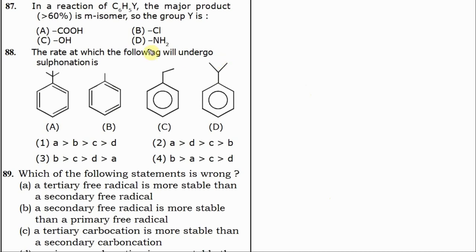In a reaction of this, the major product is meta isomer. So it is going to be COH, meta directing group. The rate at which the following will undergo sulfonation. They are asking which sulfonation is faster. You want to look at the effect of hyperconjugation. Highest is this one with 3 alpha hydrogens, this has 2, this has 1, this has 0. So your B greater than C greater than D greater than A. Charlie option.